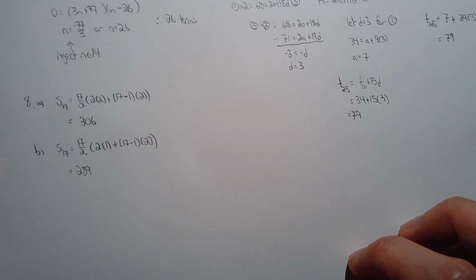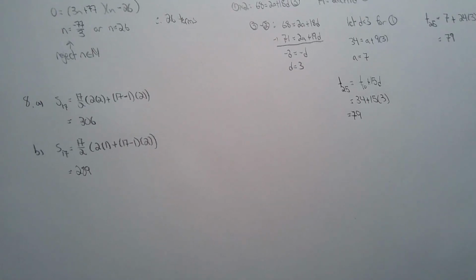If not, then why are we bothering to solve it? Okay, last question here. This was actually very straightforward. They give me A and they give me D. I know the first term, I know the common difference. I can very easily solve for the sum of the first 17 terms for each of those series. So that's it for the arithmetic series homework.